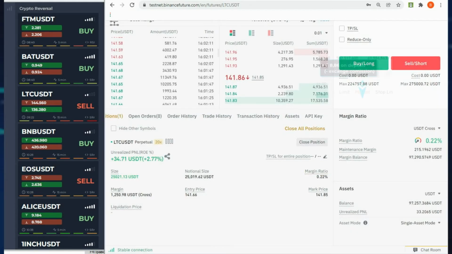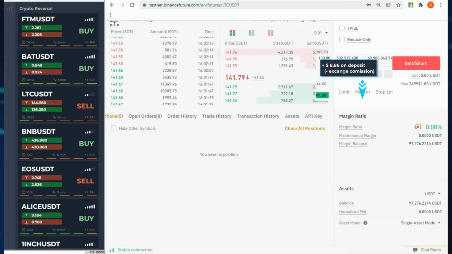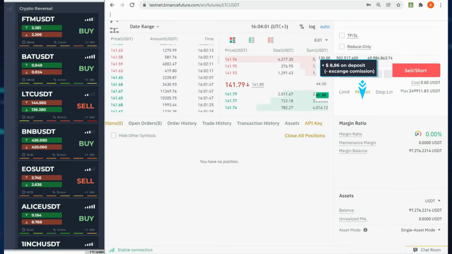We closed without losses with a small profit. We are waiting for the next signal.